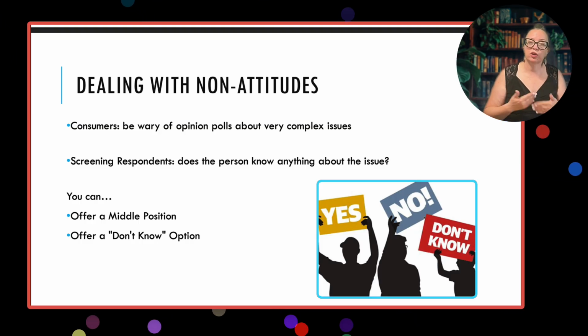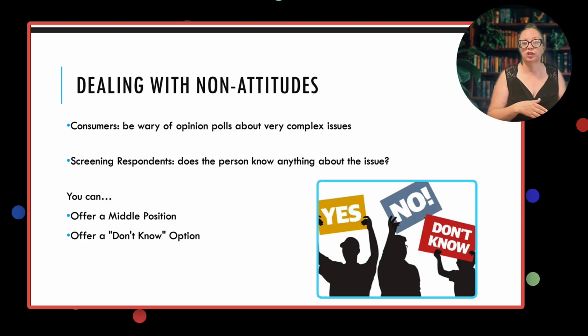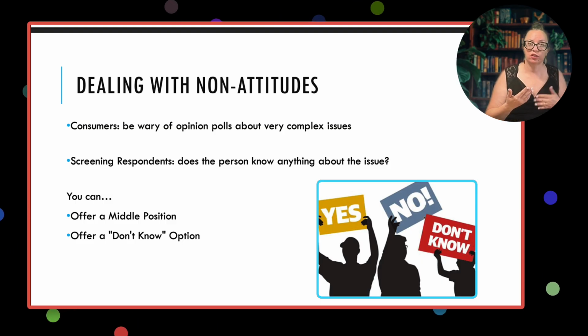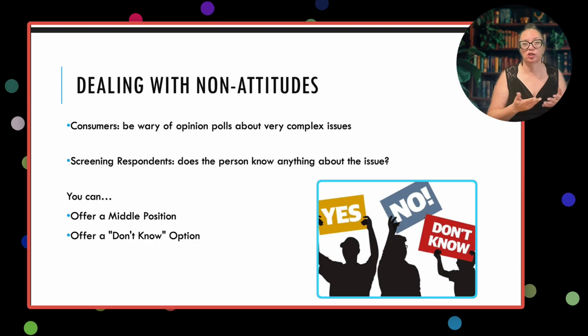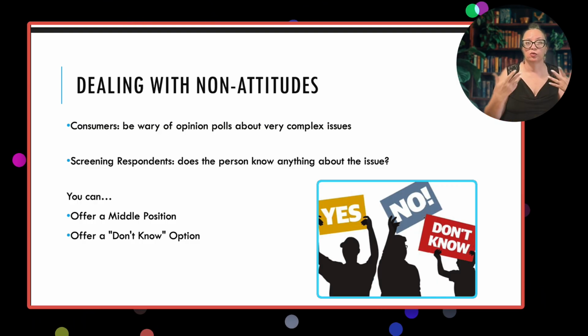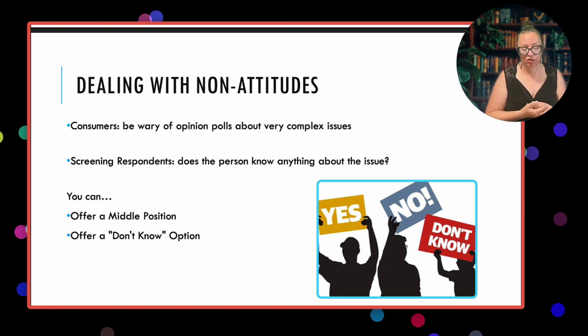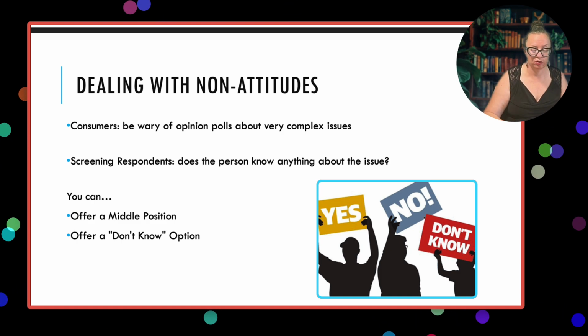So sometimes a workaround for that is screening individuals beforehand to see if they have knowledge on the topic. And then your options here are you can offer a middle position or an I don't know position like we talked about. And then we're also going to build into our studies the option to not respond to a question. So that's another form of us offering non-attitude options for those taking a survey. Just don't answer if you don't know.